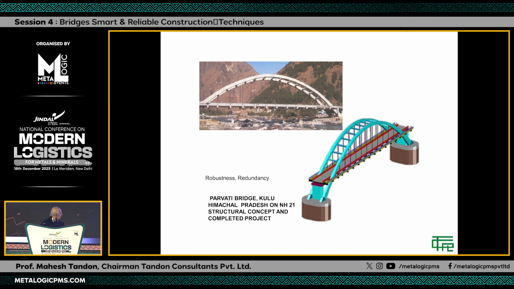On the other hand, if you see something like this, which we designed near Kullu, on the Parvati River, it has two ribs. It has suspenders which are suspending the deck on both sides. Now this type of arrangement gives you redundancy. In case there is a failure of even a single suspender, it should not result in a major collapse. It should still be there.